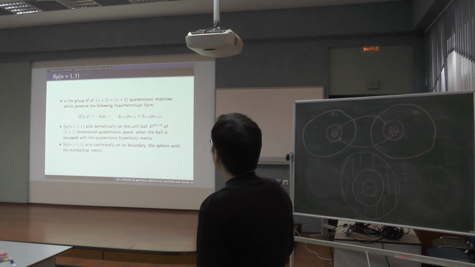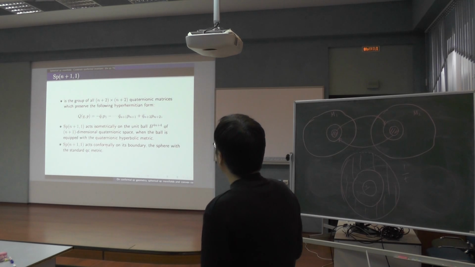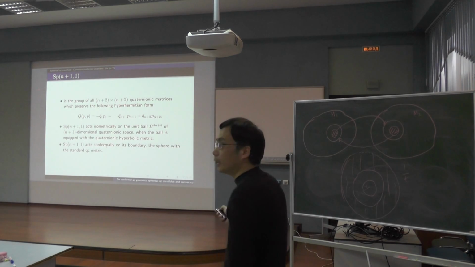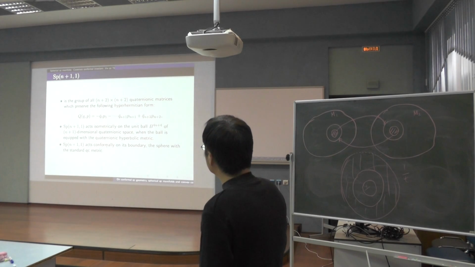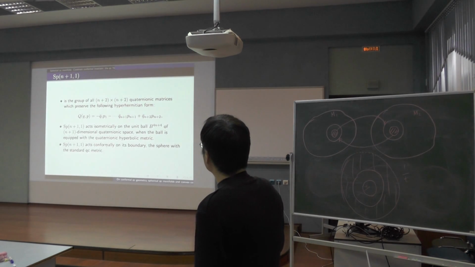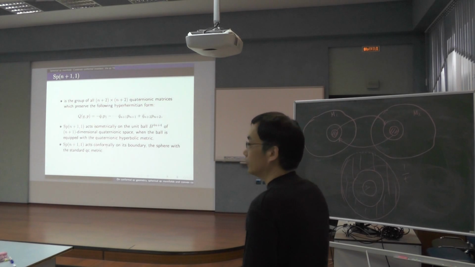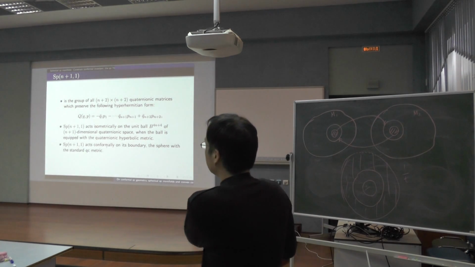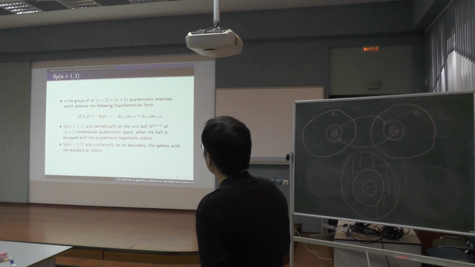Now let's consider the discrete subgroup. Now Sp(n+1,1) has another simple description. It's just like SO and SU. It's the (n+2) by (n+2) quaternion matrices which preserve these hyperhermitian forms. We have minus n plus 1 minus and only one positive. It is similar to this: if you require p, q real, this becomes SO.